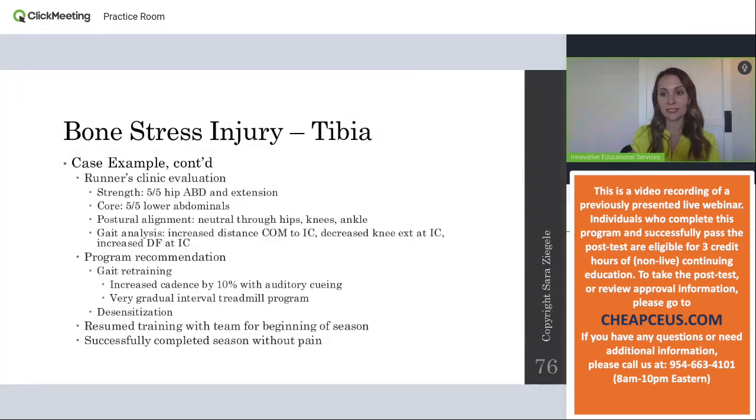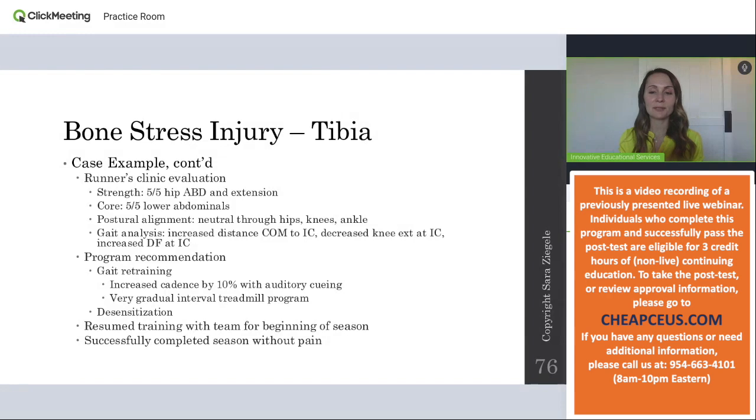So that really took us to that last bucket, which was her mechanics. How did she move? So we were looking at her overall gait mechanics and identified that she really did have that overstriding pattern. So she had an increased distance to her center of mass from her initial point of contact, a decreased knee extension at initial contact, and she had increased dorsiflexion at initial contact. So overall, that braking impulse had a strong carryover or association with tibial stress reactions.